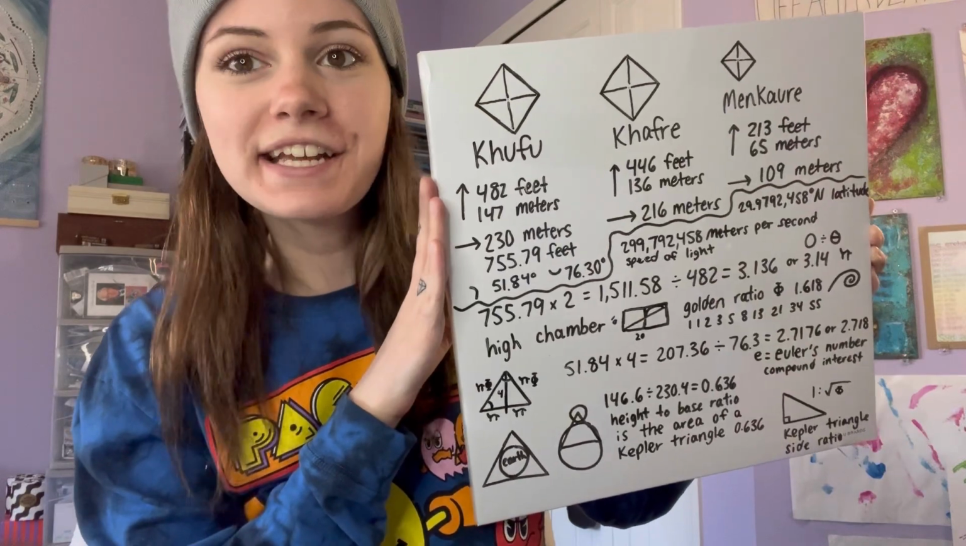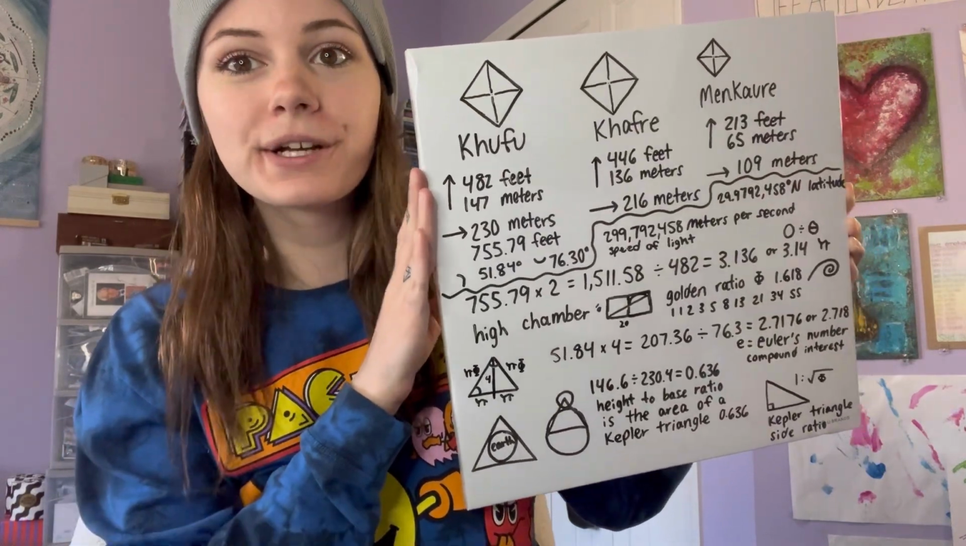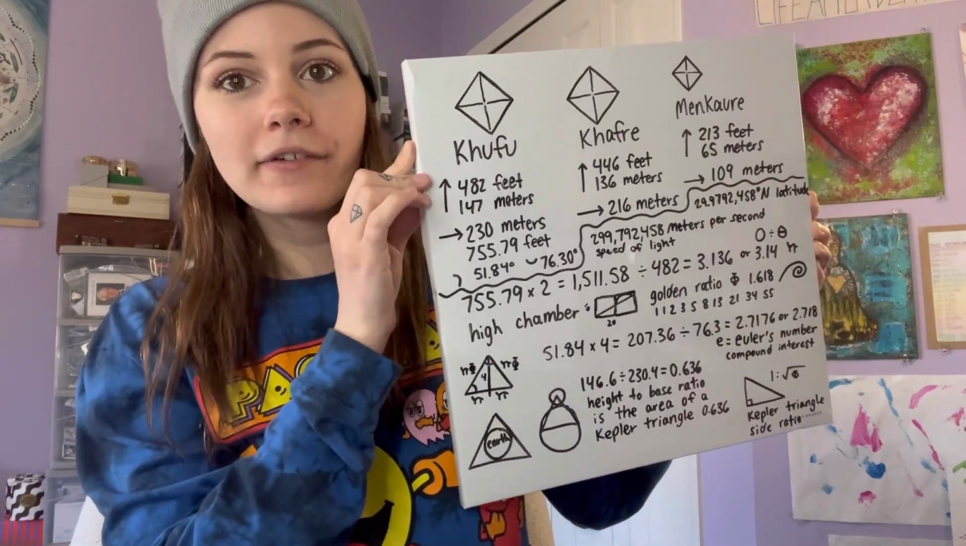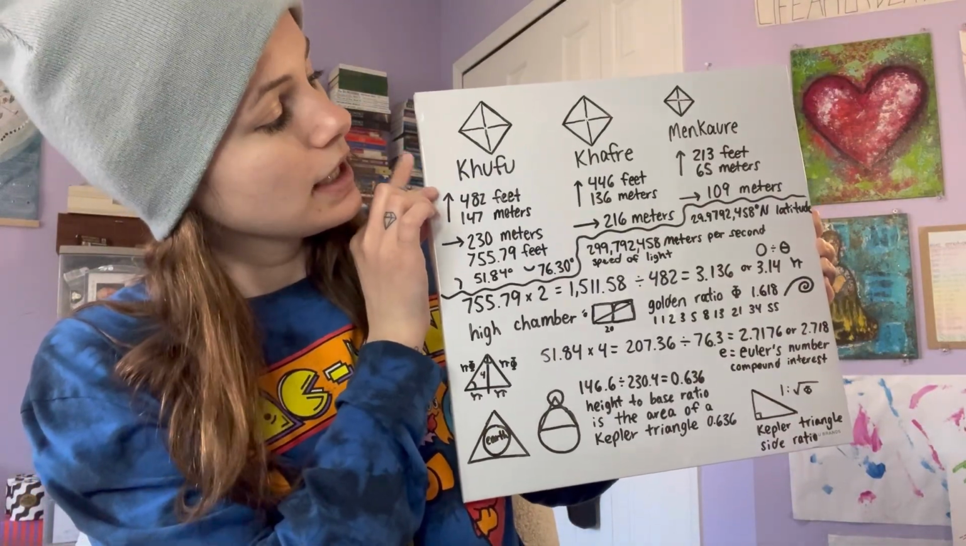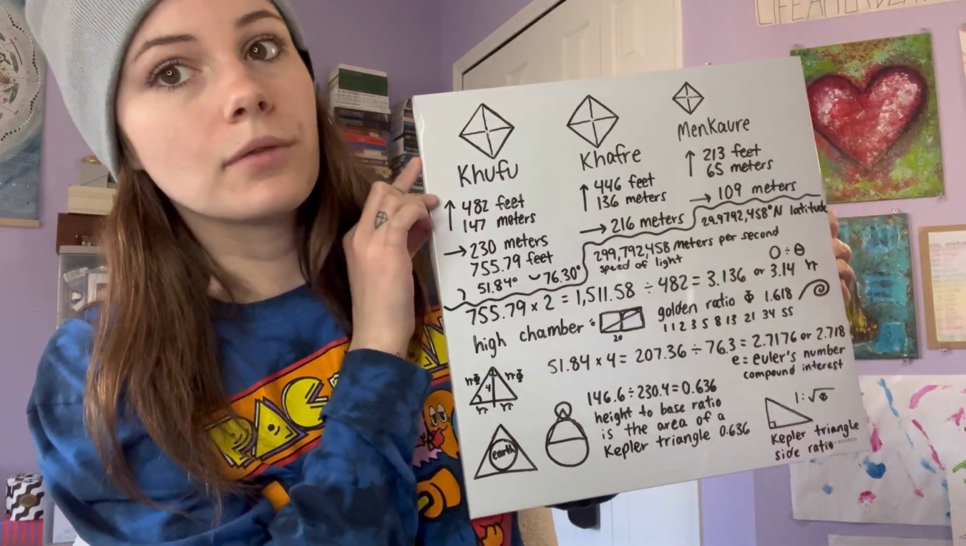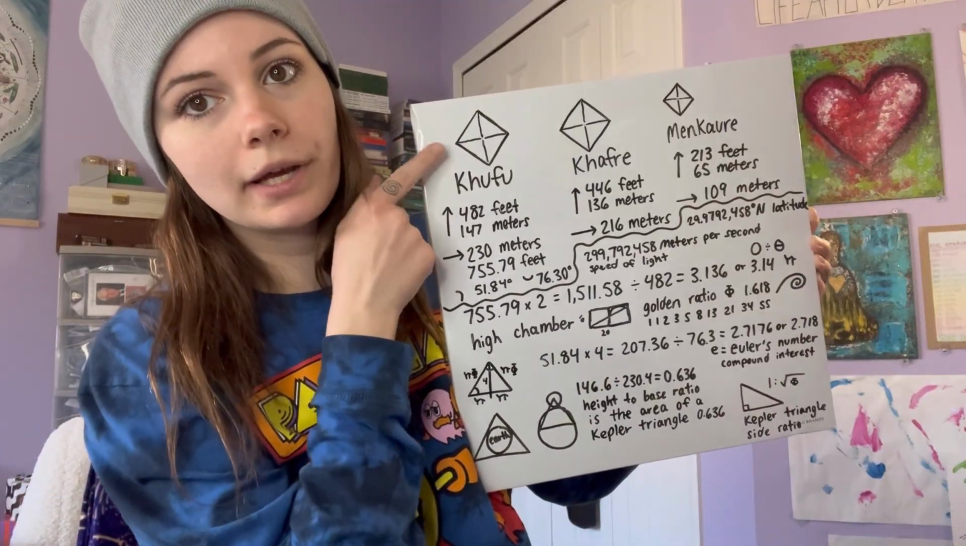I've got some handy dandy little whiteboard notes here, so we're gonna go over it. First off, I just want to say that these are the three main Great Pyramids. We've got Khufu, Khafre, and Menkaure. So this is the Great Pyramid right here, Khufu.